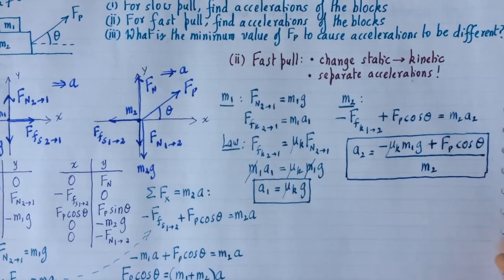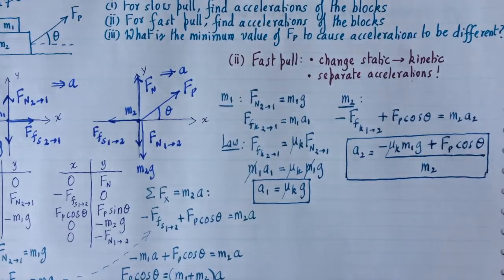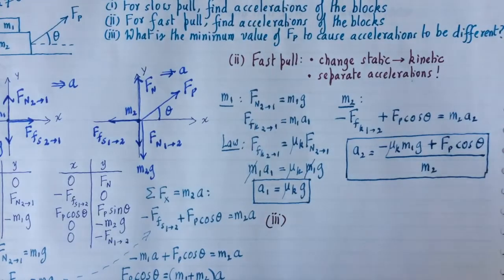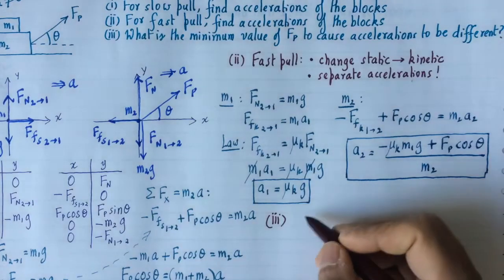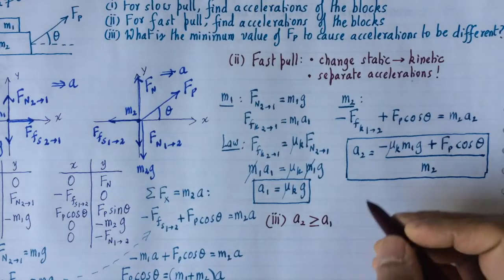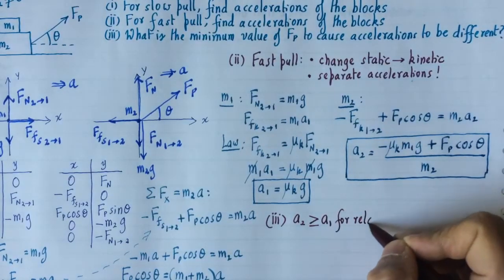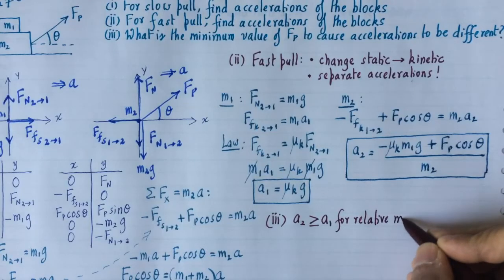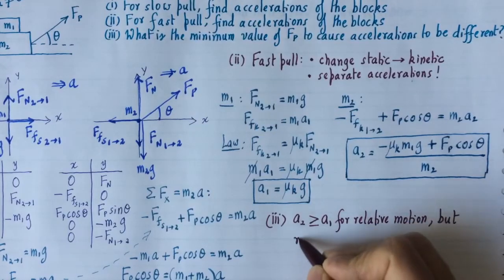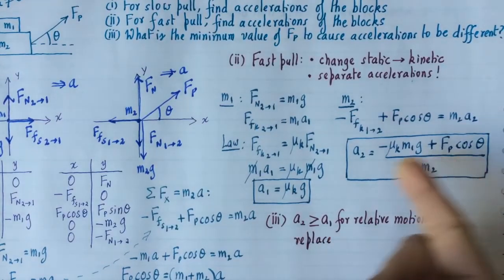Now the third question can actually be answered from the very expressions that we've already obtained. So the third question says, what is the minimum value of fp to cause accelerations to be different? So what we're going to do is, all we would need to do is the acceleration a2 would have to be bigger than or equal to the acceleration a1 for relative motion. But because motion has not started yet, you will replace in all these formulas mu k by mu s.